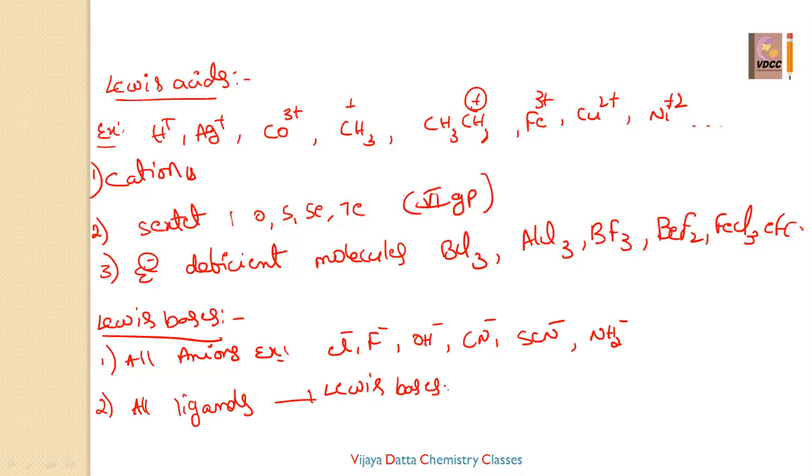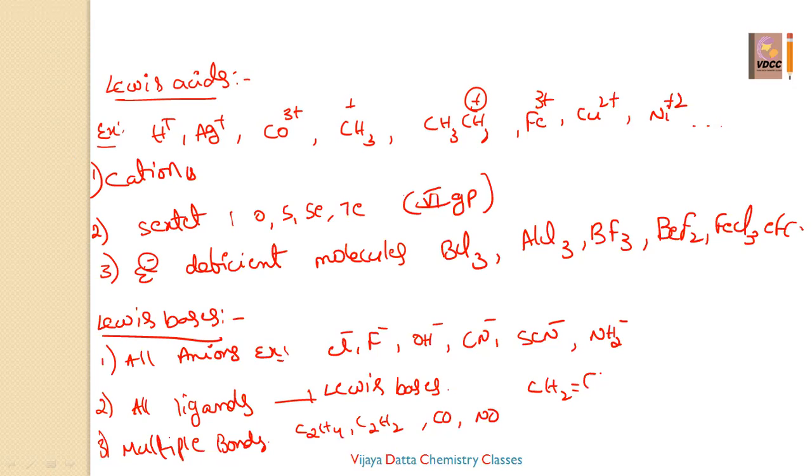Also, molecules having carbon-carbon multiple bonds, any molecules having multiple bonds, also come under Lewis bases. For example, C2H4, C2H2, and CO, NO. C2H4 is nothing but CH2 double bond CH2. CH triple bond CH. So all these have multiple bonds. These are said to be Lewis bases. So these are the Lewis acids and Lewis bases.